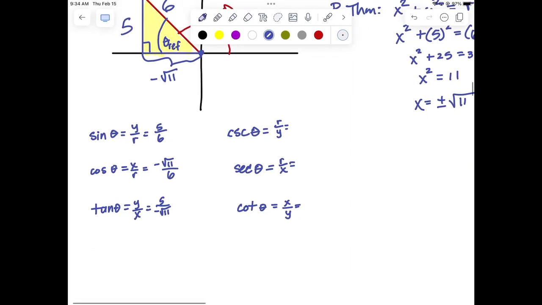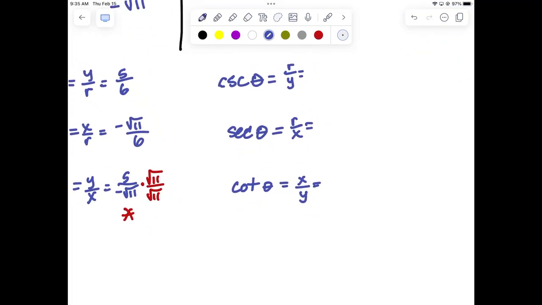Now, here's what I want you to do. Anytime you get a negative in the denominator or a radical in the denominator, I want you to rationalize the denominator. That means multiplying by the square root of 11 over the square root of 11. That's equivalent to 1, isn't it? What that's going to do is get the radical out of the denominator.